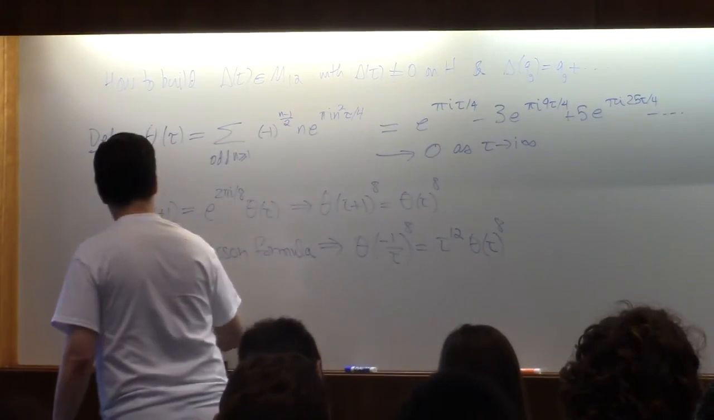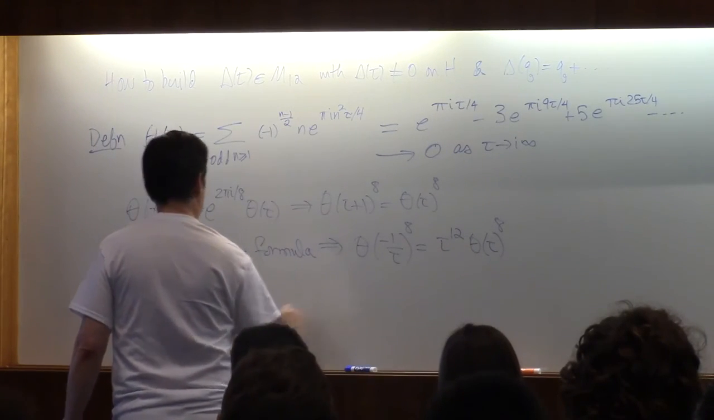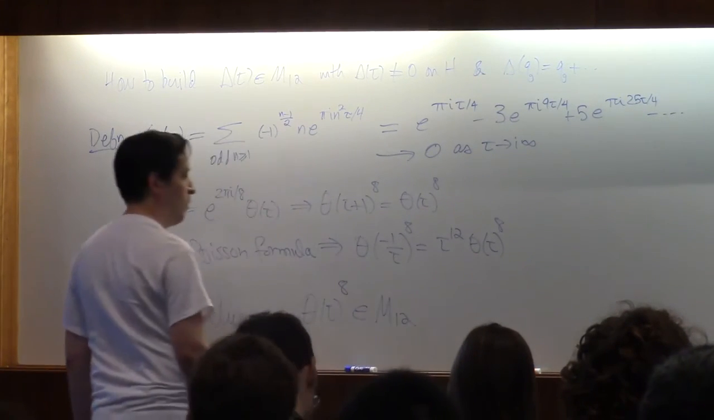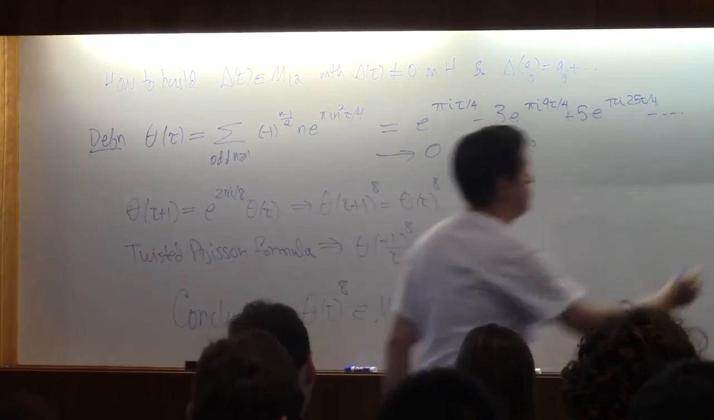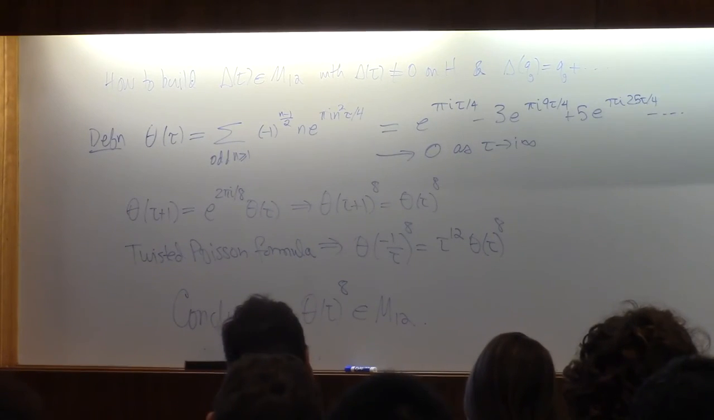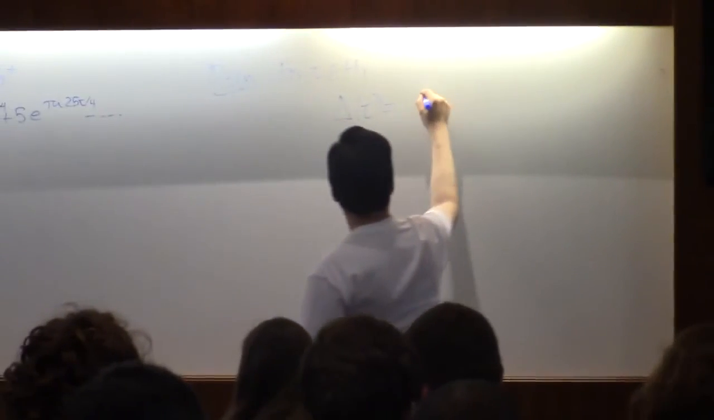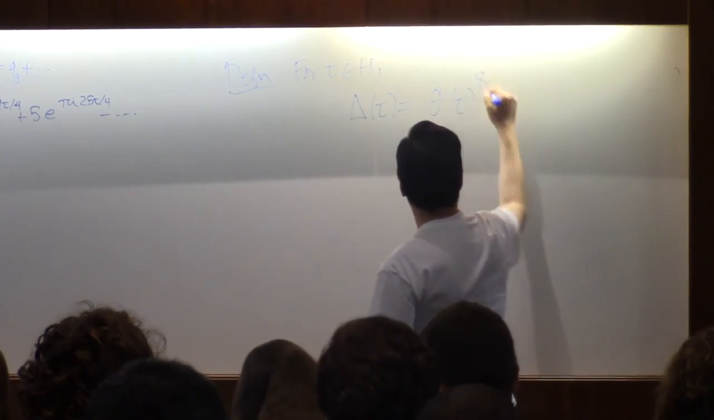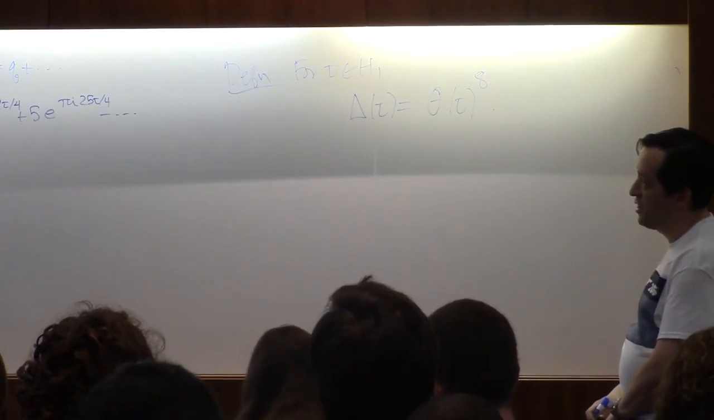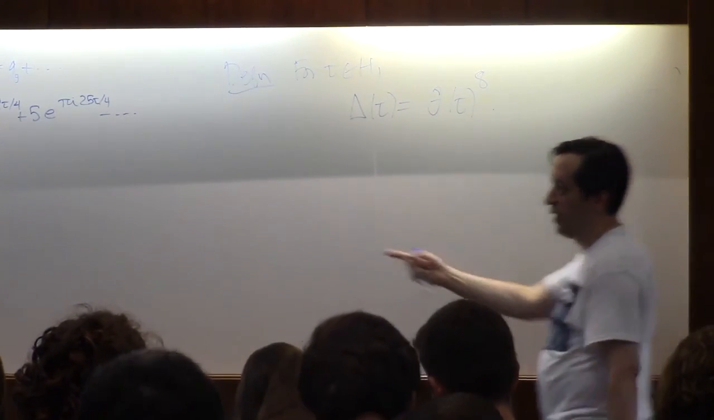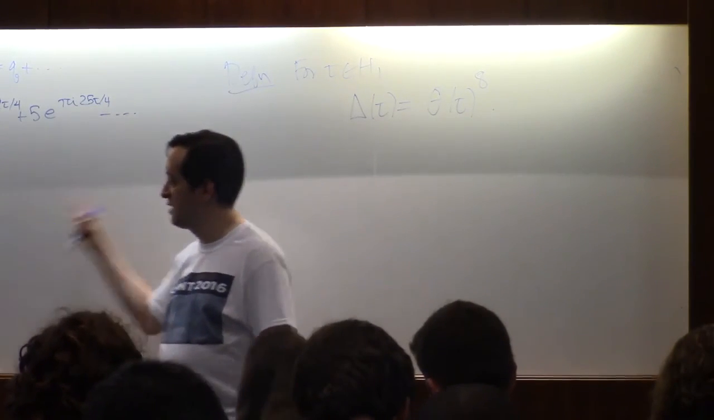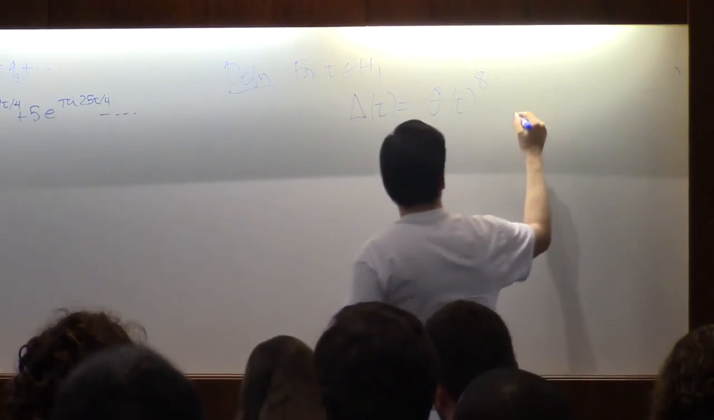And so the net conclusion is the 8th power is a modular form of weight 12, and so this is the delta function. Okay? For tau in the upper half plane, I'm going to define delta of tau to be the 8th power of this other holomorphic function. And so you can see that it transforms like a modular form of weight 12. Right? Delta of tau plus 1 is delta of tau, and delta of minus 1 over tau is tau to the 12 delta of tau. And it vanishes at infinity.